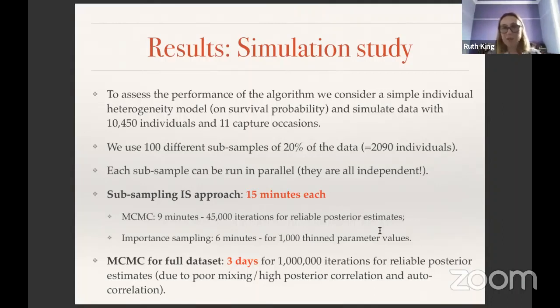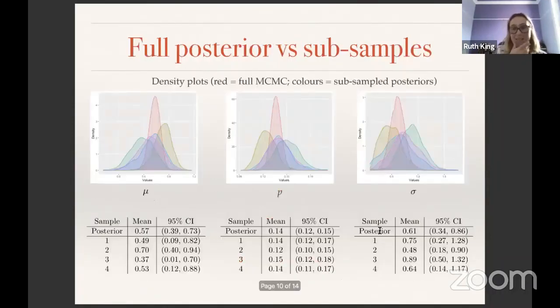So we have about 10,000 individuals, and we subsample 20% of the individuals, and we can do this many times. We could just do it once and it works, or we could do it lots. What we actually did was this 100 times, and all these are independent of each other. So it's embarrassingly parallelizable. We can just run all of these. So the time it costs to do 100 is the same time it costs to do one, which in our case was 15 minutes. If we did the standard MCMC on the full data set, it took about 3 days to get reliable estimates. So this is what we have, the results.